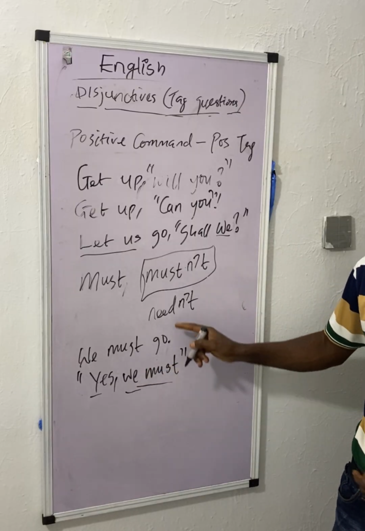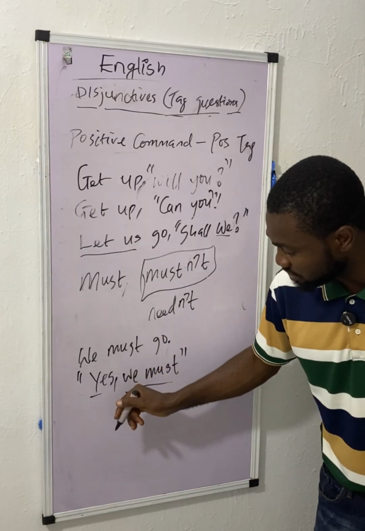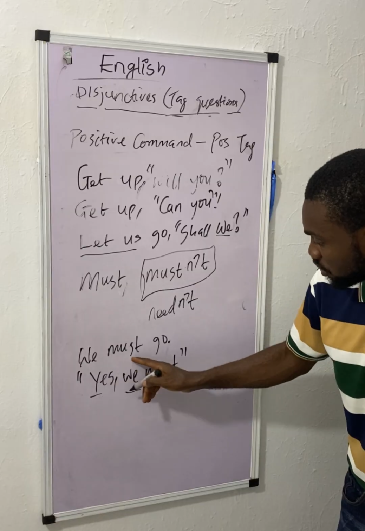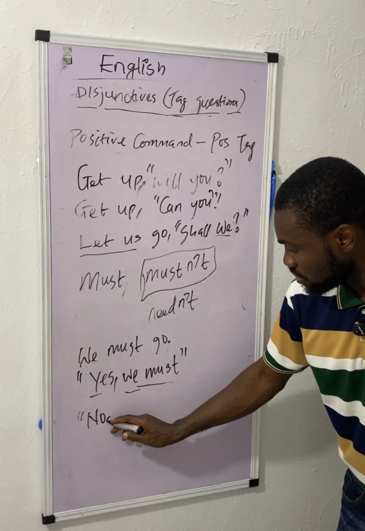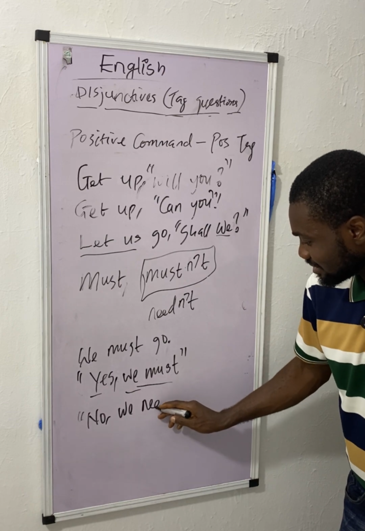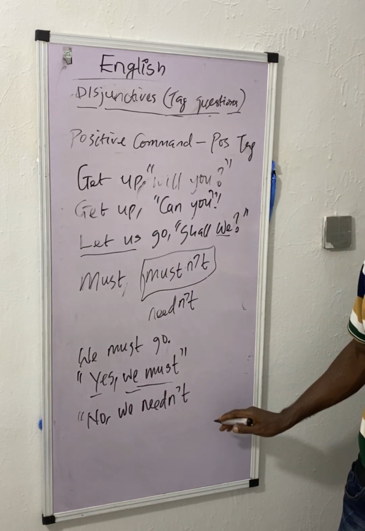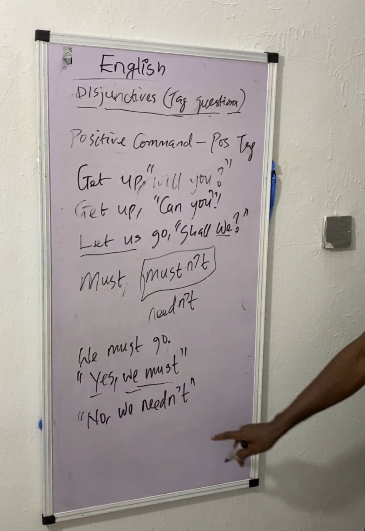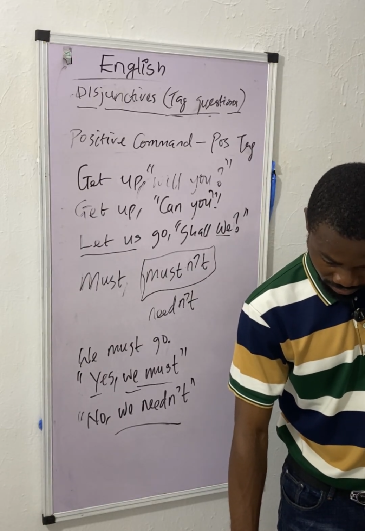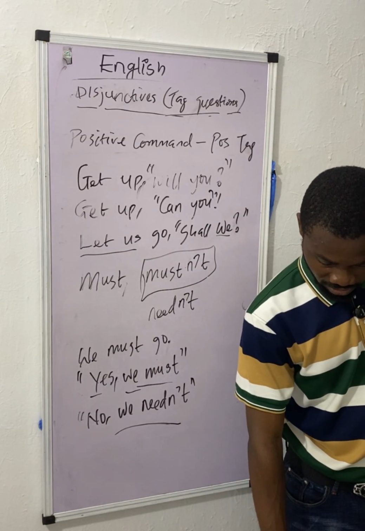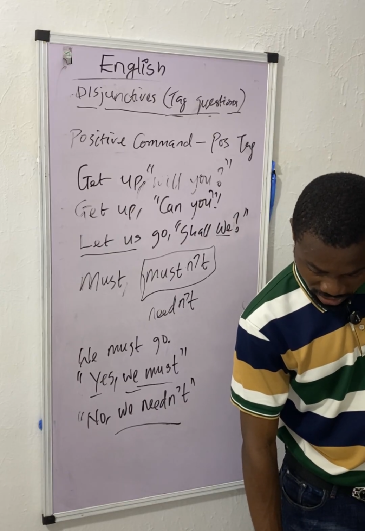All right. Then what about the negative? What if the response is no? The response is we must go. We are going to put here no, no, we needn't, not we mustn't. All right. That's that for disjunctives. All right. Now let's look at subjunctive.